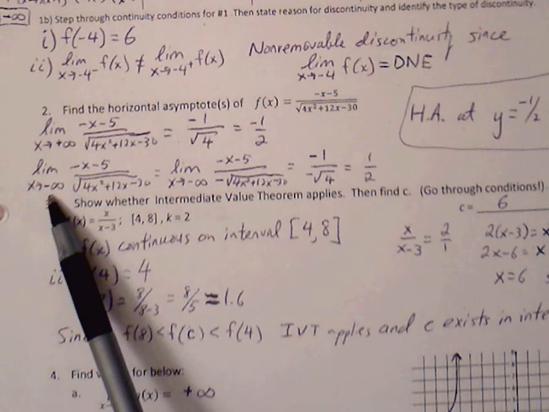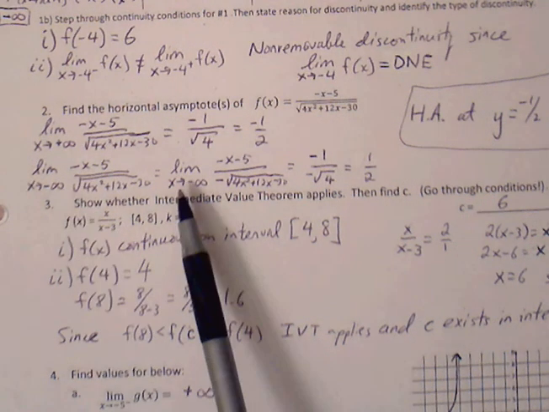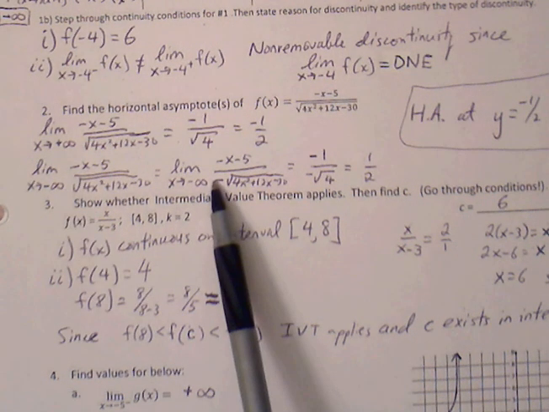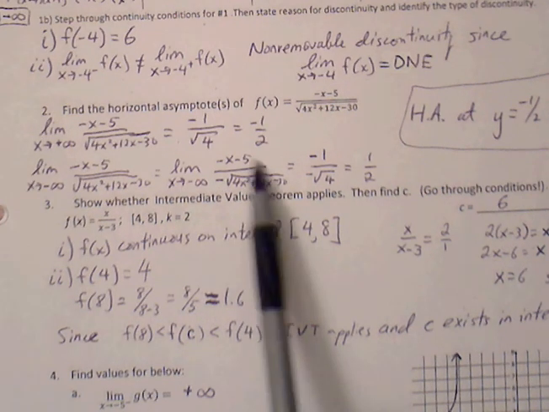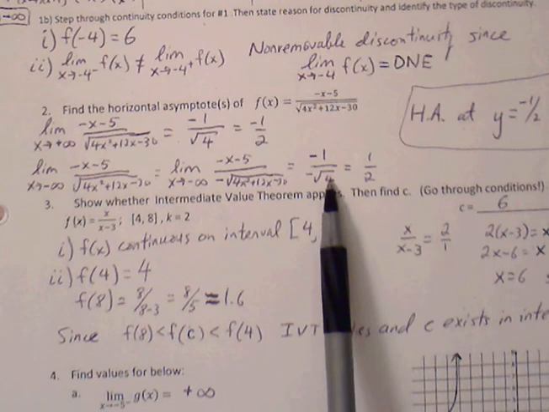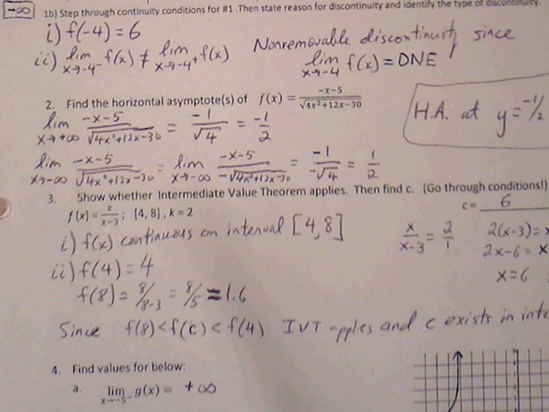Okay, for negative infinity, we do the same thing. We just have to account for the fact that it's approaching negative infinity, so we have to include an additional negative outside our expression. So that's still going to give us negative 1 over root 4, but then there's an additional negative, so that's going to give us a positive 1/2.